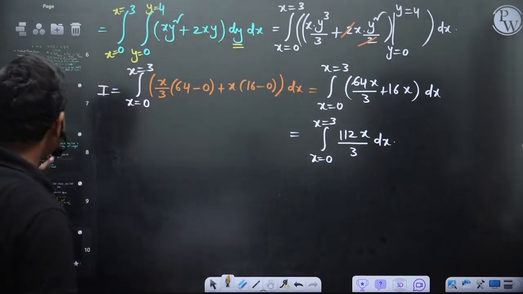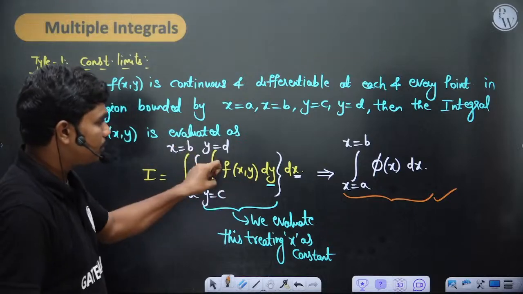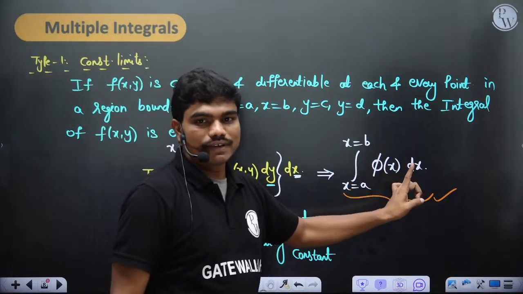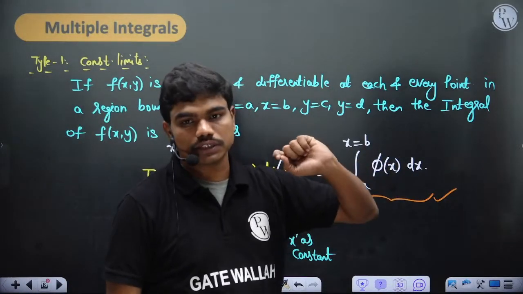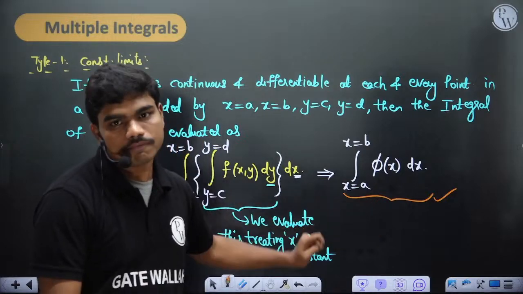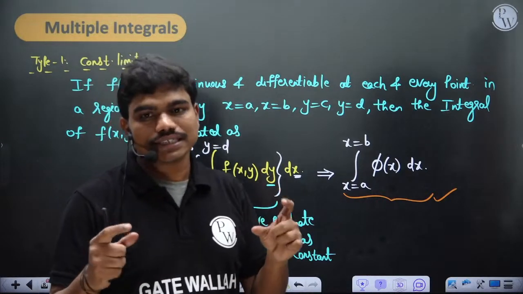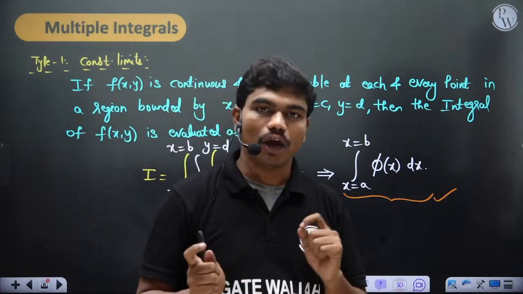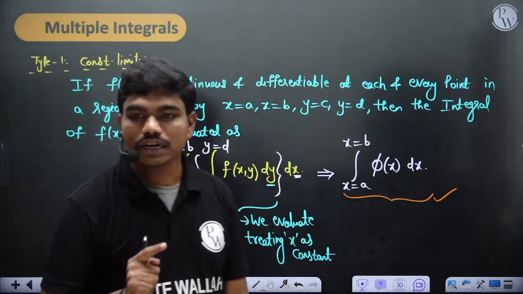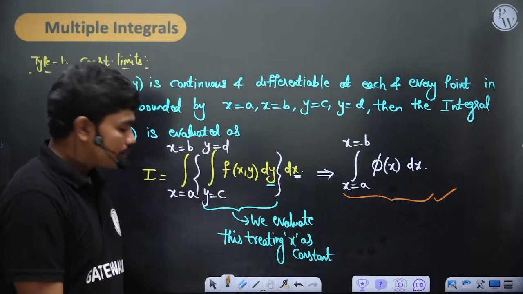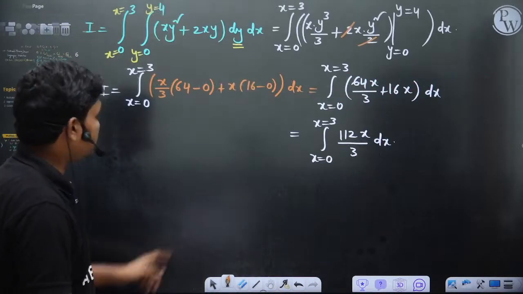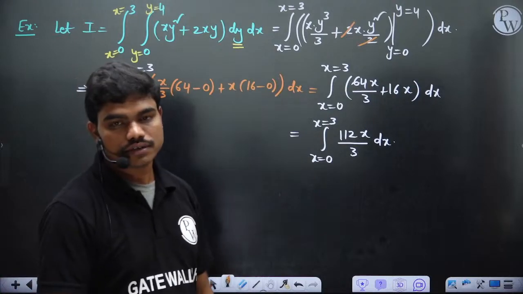That's why I have mentioned here. Once you integrate this and substitute the limits, the function gets converted to a single variable integration with the integrand being only a function of x. Is this clear to all of you now? When the limits are constants, how to convert this integral, or basically how to solve this integral? Is this procedure in this particular question clear to each and everyone?